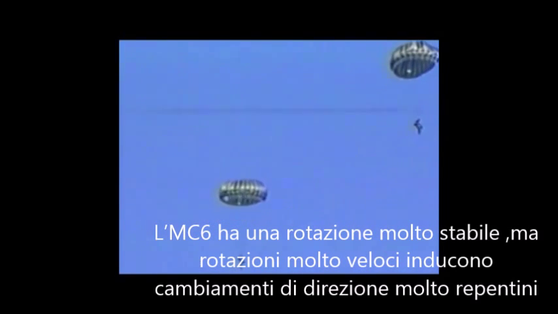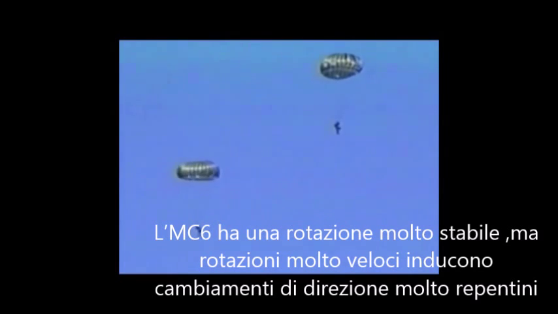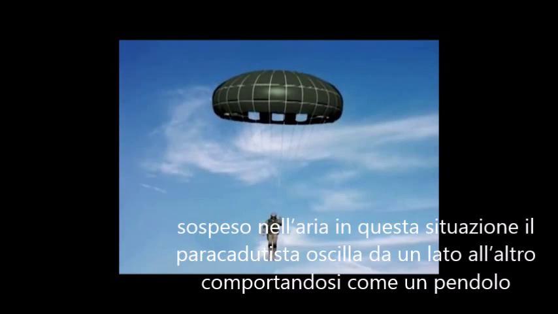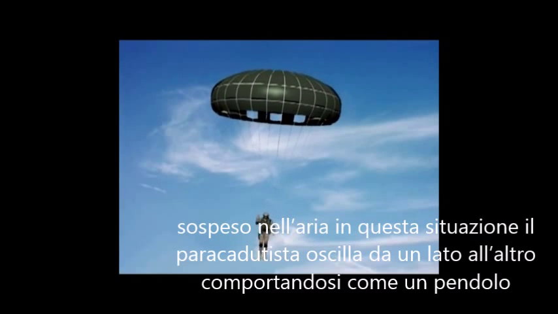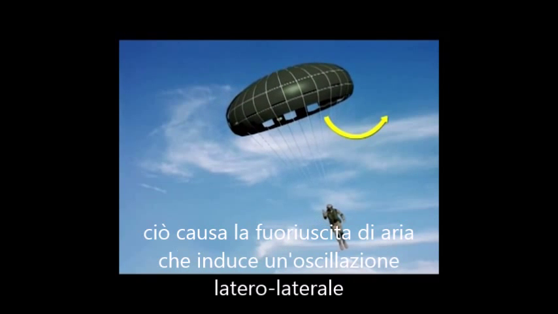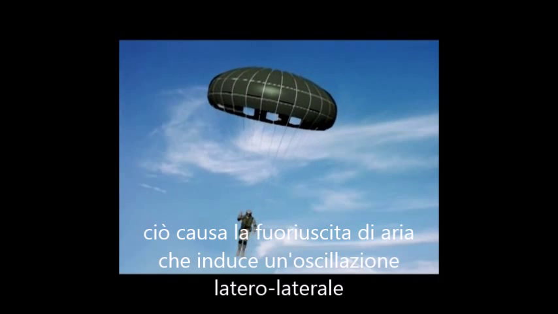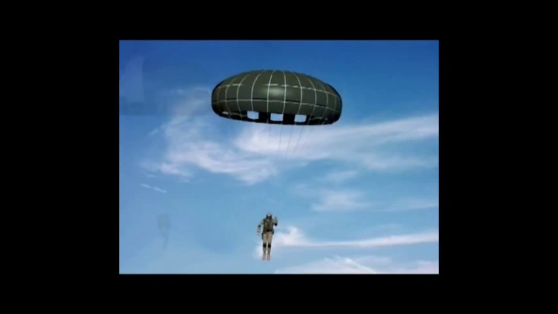The MC6 has a very stable flat turn characteristic, but extremely fast turns cause the canopy to change directions in a hurry. Suspended under the canopy in this situation, the jumper swings to one side as the turn begins, and then back again like a pendulum. This causes the canopy to tip and spill air, producing a side-to-side oscillation.